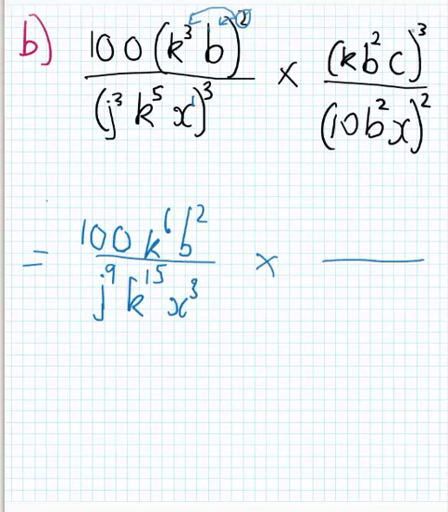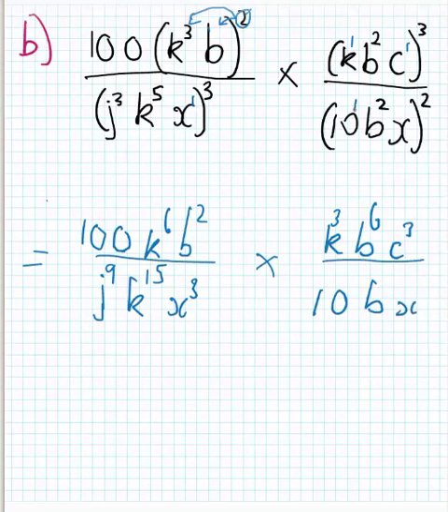On this side, I have everything in the brackets as well, so there's a 1 there, so I can get my bases ready, k, b, and c, and now multiply their powers. So 1 times 3 is 3, 2 times 3 is 6, and that 1 times 3 is 3. On the bottom, I will have 10, b, and x. They're all in the brackets.